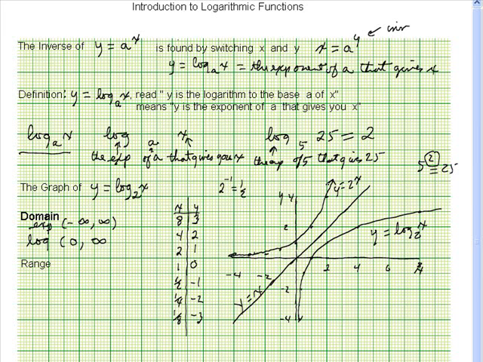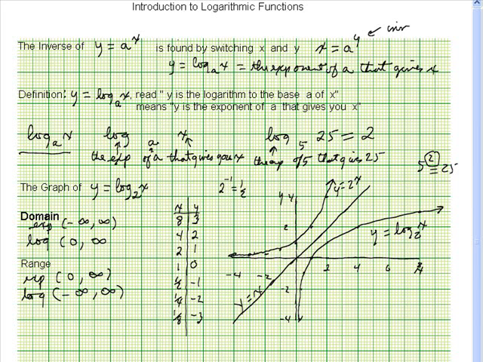Consider the range. The exponential function never went below 0 and never touched the x-axis. So the range of the exponential function was 0 to infinity. And look at the range for the log. The log continues to go up forever and continues to go out forever and continues to go down forever. So when we collapse that back to the y-axis, we get for the log, the range is -infinity to infinity.